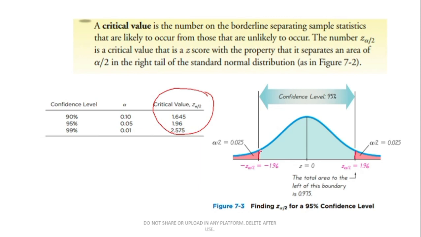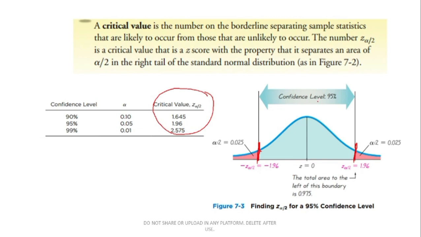So this portion here is called the critical value. It separates our accepted region from our rejected region, the probability that it will occur in that region and the probability that it will not occur. That is our critical value.